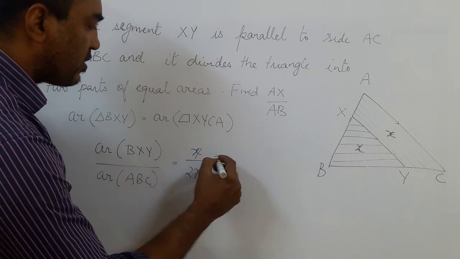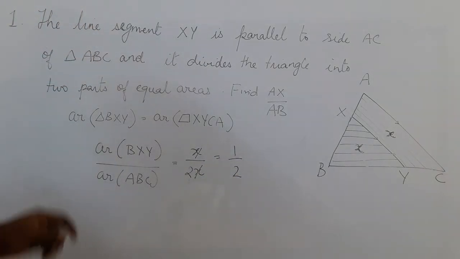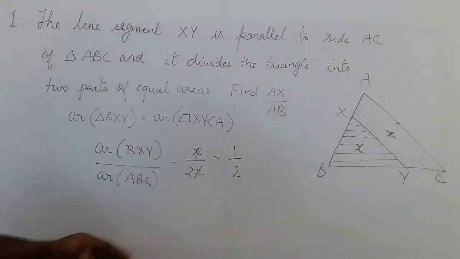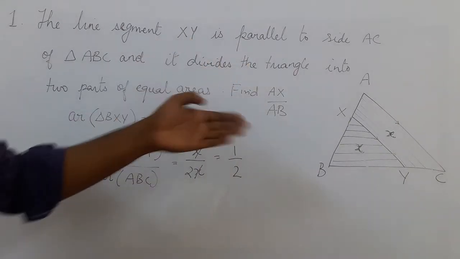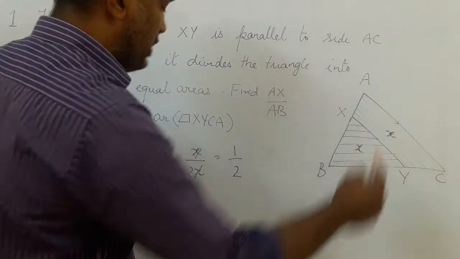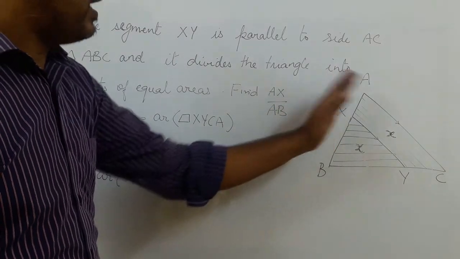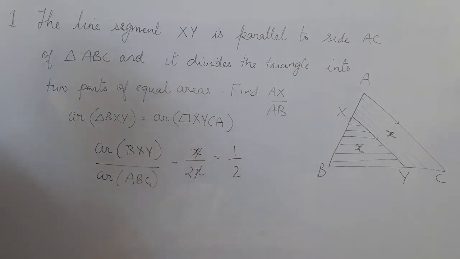The X and X get cut, so I get the ratio 1/2. Which means the area of BXY is half of ABC, because we said it cuts into two equal parts. So the area of BXY upon ABC is 1/2. So the first part, I hope, is clear to you.